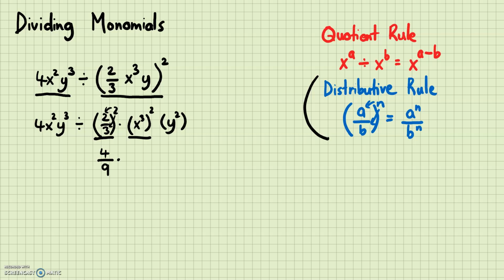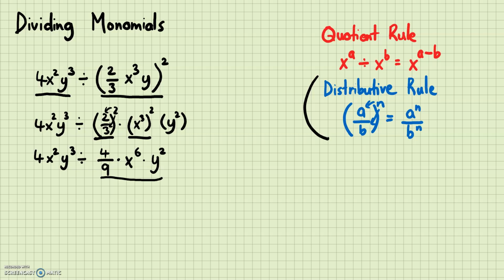And here we can use the power rule. X cubed squared is going to equal x to the 3 times 2, which is 6. And then we have the y squared. And we still have the first term here. Divide by. Now remember what I said about dividing fractions. You can just flip the fraction. So let's do that here as well.